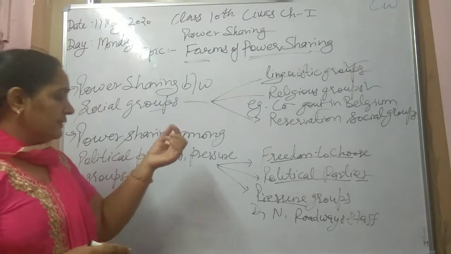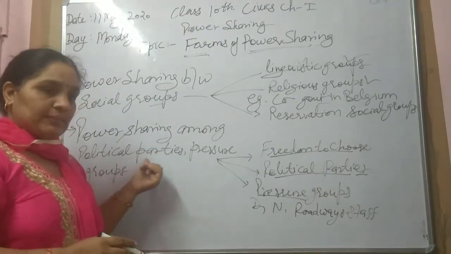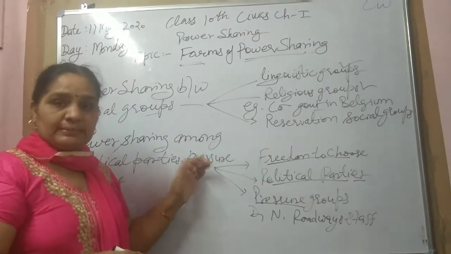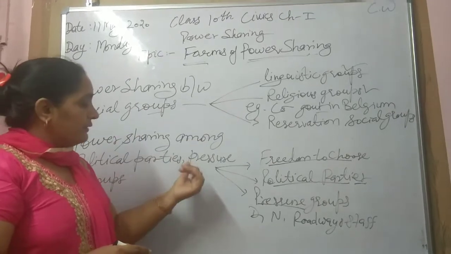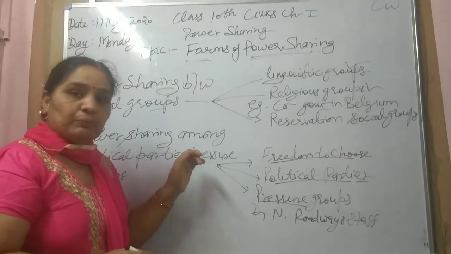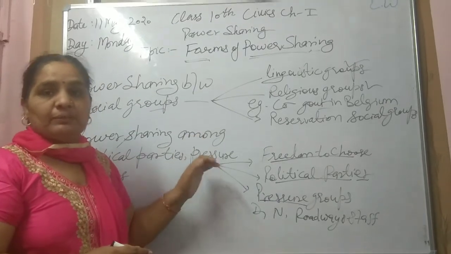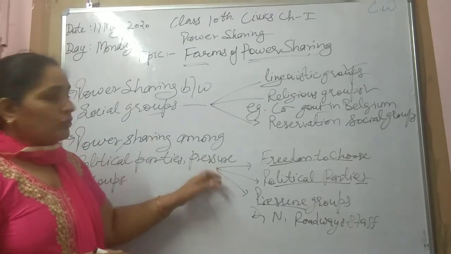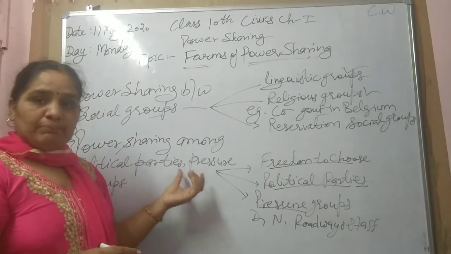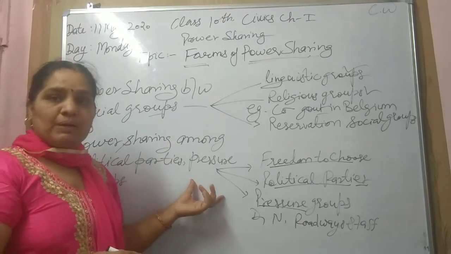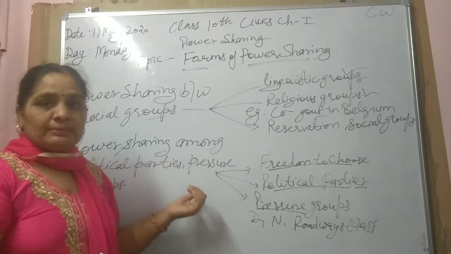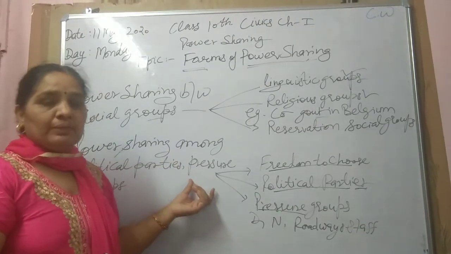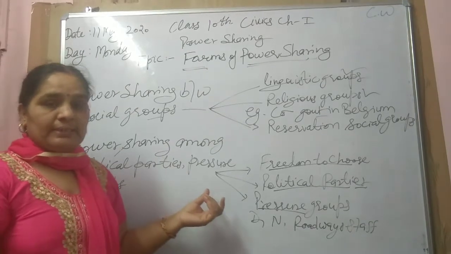So there is a main difference between political parties and pressure groups. Listen again carefully. Pressure groups do not take part in elections like political parties, but they put an impact on government policies. They put effect on government policies to fulfill their own demands. So with the help of this topic, we are able to know the horizontal division of powers, vertical division of powers, power sharing between different social groups, and power sharing between political parties and pressure groups.